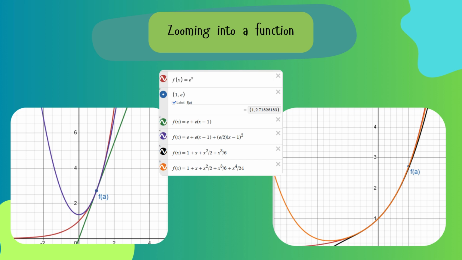Here, the function e to the power of x is shown by the red line. The color coordinated pieces in the middle photo highlight the lines. The green line is the tangent line, the purple line is the first derivative, the black line is the second derivative, and the orange line is the third derivative. Oh, sorry, I mean fourth derivative.